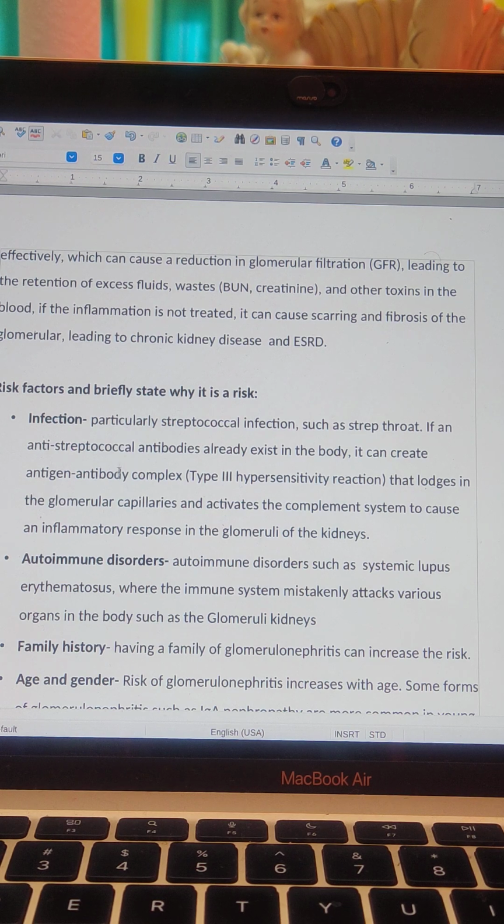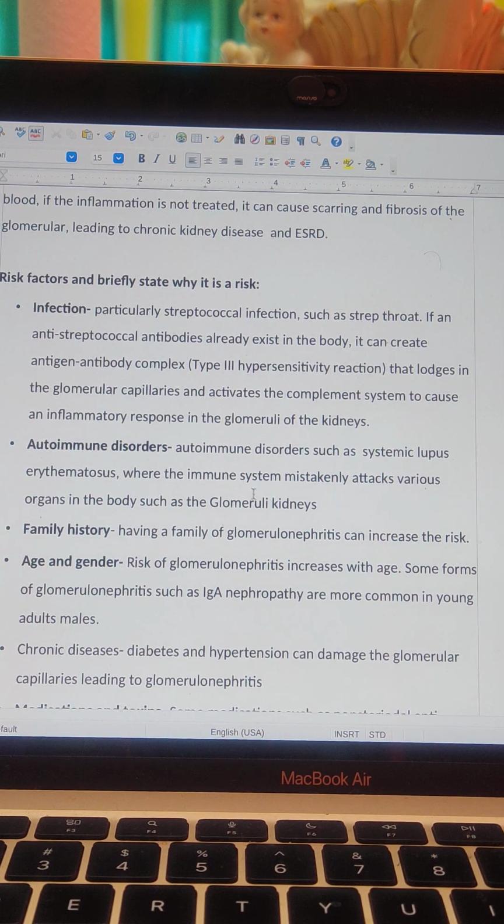can create an antigen-antibody complex that lodges inside the glomerular capillaries and activates the complement system to cause an inflammatory response in the glomeruli of the kidney. Autoimmune conditions such as systemic lupus are a risk factor because, like I said before, the immune system mistakenly attacks various organs in the body, including the kidney as well. So this is a risk factor if you have an autoimmune disease like systemic lupus.